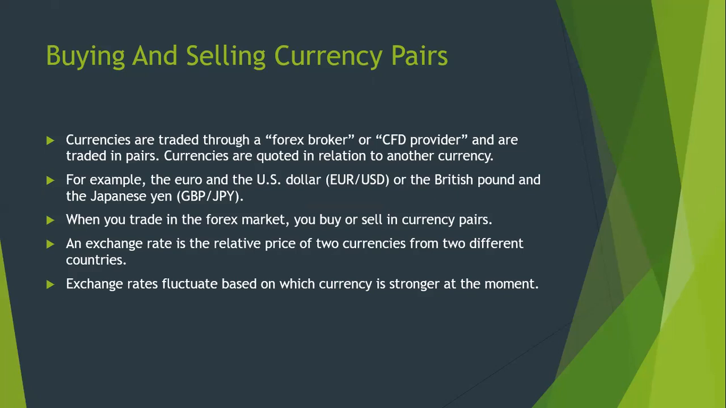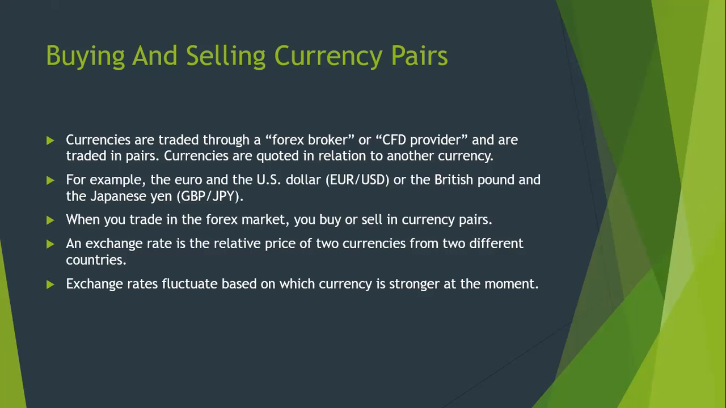Currencies are traded through a Forex broker or CFD provider and traded in pairs, quoted in relation to one another. We trade currencies in pairs, not as a single currency. For example, euro: we're not trading only euro, we're trading euro against USD. That's why we get the full pair known as EUR/USD.